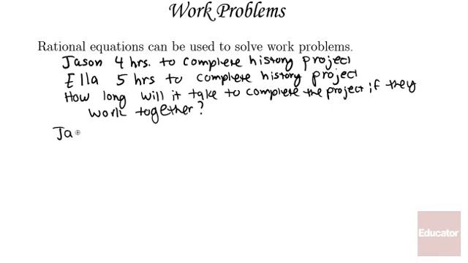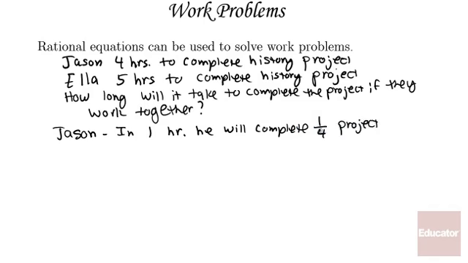If Jason works at a rate that allows him to complete the project in 4 hours, that means that in 1 hour, he will complete 1/4 of the project. So he does 1/4 of the project in 1 hour. In 2 hours, he'll have half. In 3 hours, 3/4. In 4 hours, the whole project will be done. That means in 1 hour, he'll be done with 1/4 of the project.